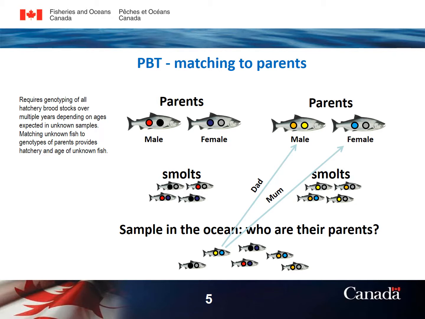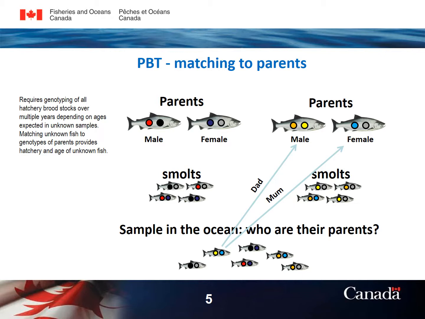PBT, on the other hand, is matching unknown fish to parents. The two sets of parents have been genotyped, represented by different colored circles. Offspring have traits represented by different colors of circles, where one comes from the mom and the other from the dad. When one of the offspring is sampled at sea, parents can be identified by matching traits present in each of the mother and father. PBT requires genotyping all hatchery brood in order to successfully assign all hatchery individuals back to parents.